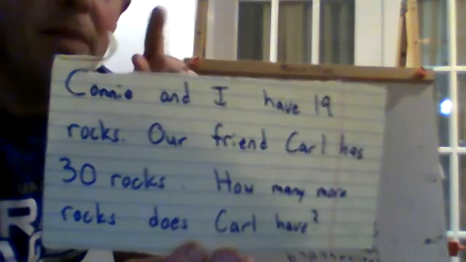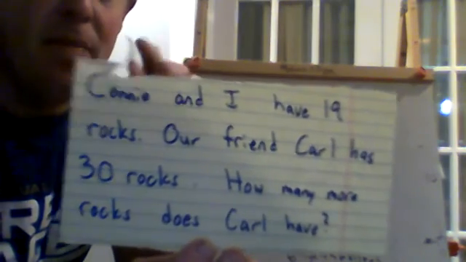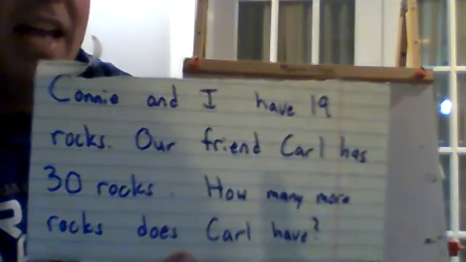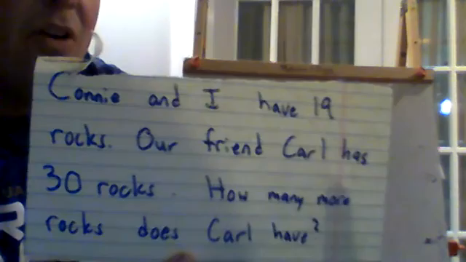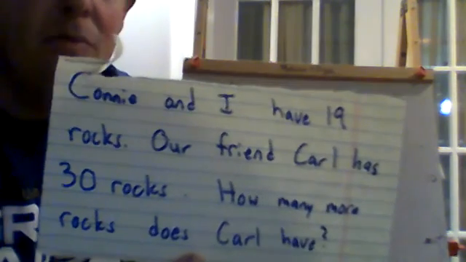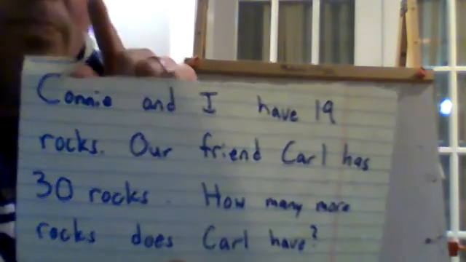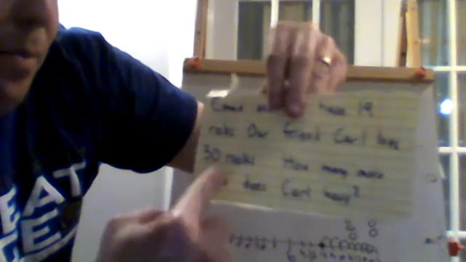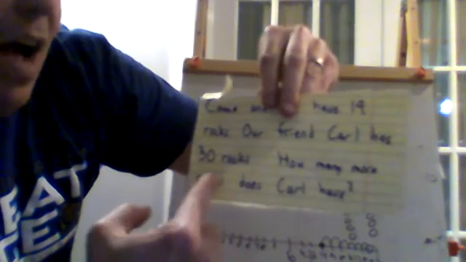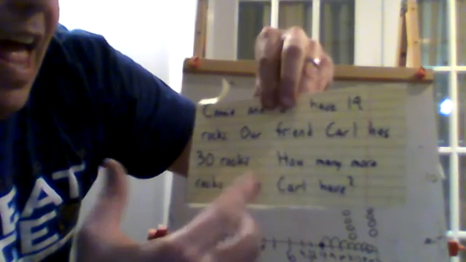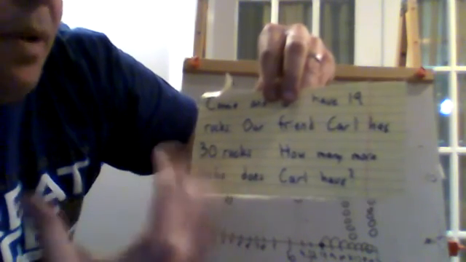And for you older people, listen, okay? You older good math people. I have 19 rocks. Our friend Carl has 30 rocks. How many more rocks does Carl have? How about this? You can do that, but then change it up. Instead of saying how many more rocks does Carl have, how many rocks do us and Carl have together? Okay, so show those answers in the comments.